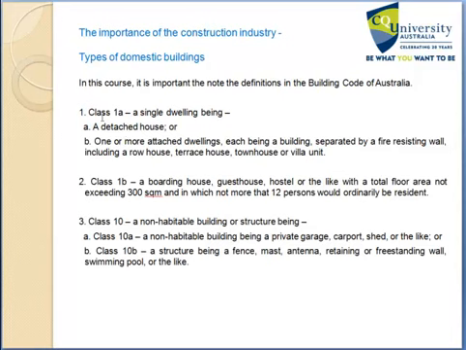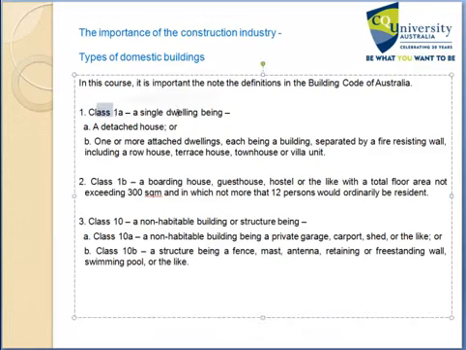In this course, we focus on housing, which in the Building Code of Australia is defined as Class 1 and Class 10 buildings. In Class 1, there are two: Class 1A, a single dwelling, or Class 1B, a boarding house, guest house, hostel, or something else, with a total floor area not exceeding 300 square meters, and in which not more than 12 persons would ordinarily be resident.